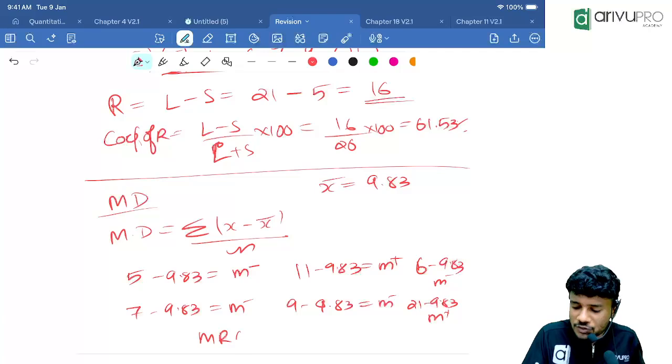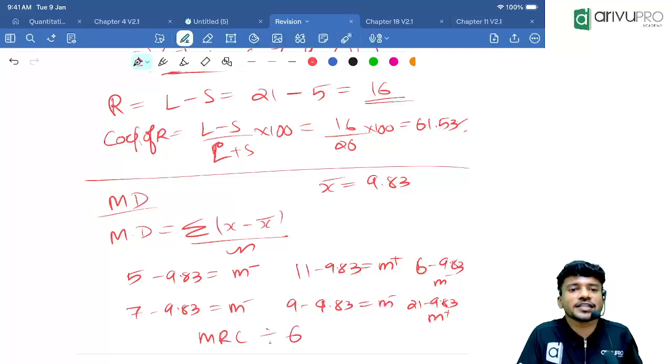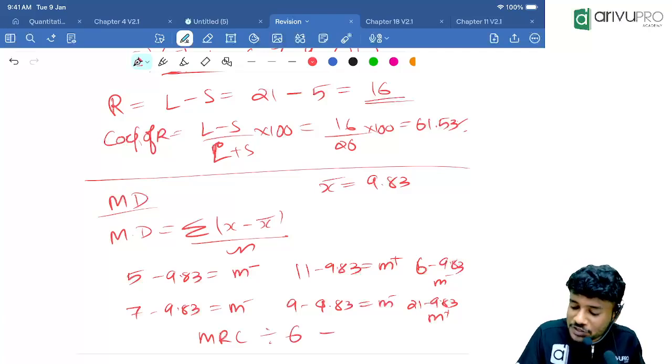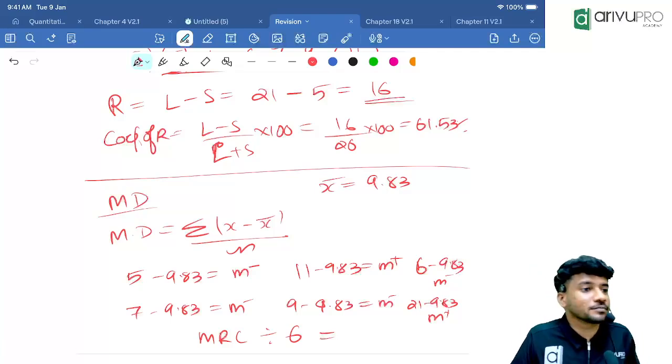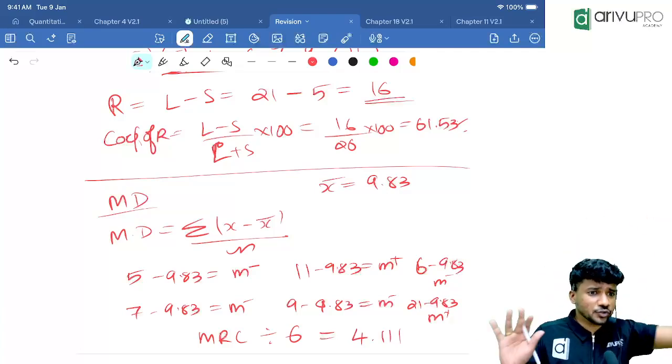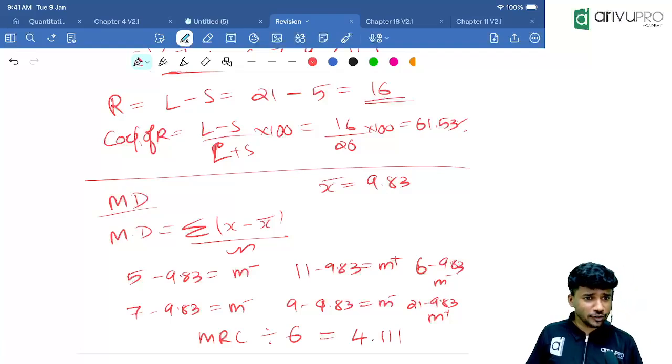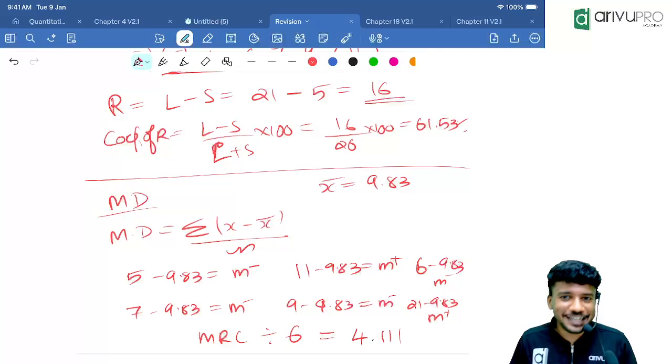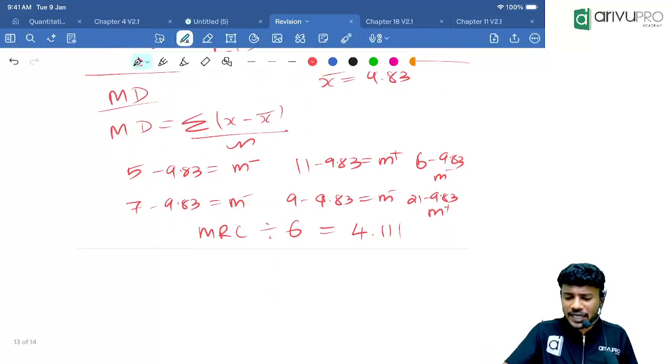Then MRC divided by how many terms are there? 6 terms are there. How much is the answer for mean deviation, people? Everyone got 4 point something? 4.11. Check with the calculator, everyone. Everyone got the same answer? Please check. Yes. So this is our mean deviation.